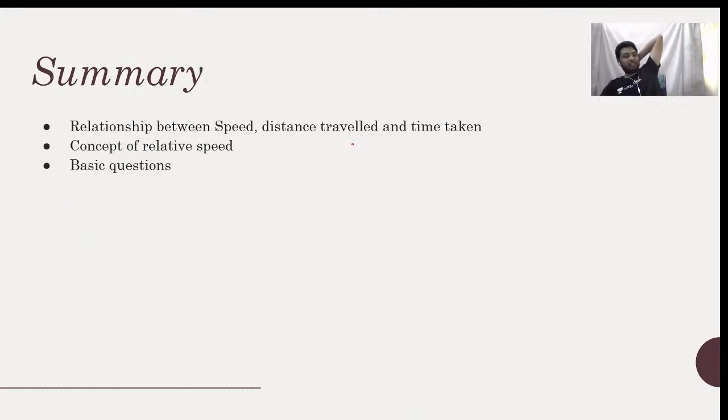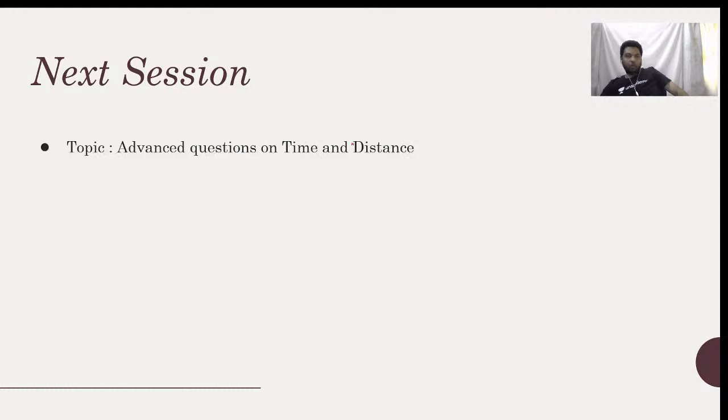Today we just understood the relationship between speed, distance traveled, and time taken. And added to that, we understood the concept of relative speed. And we solved some number of basic questions. Tomorrow, I'll be solving advanced questions on time and distance.